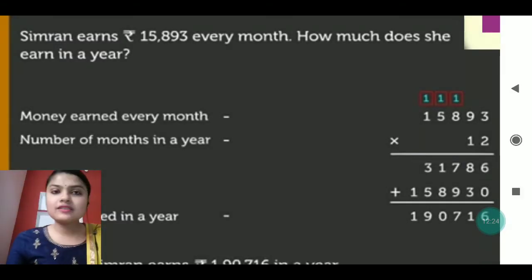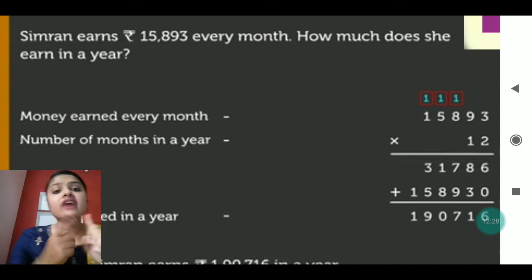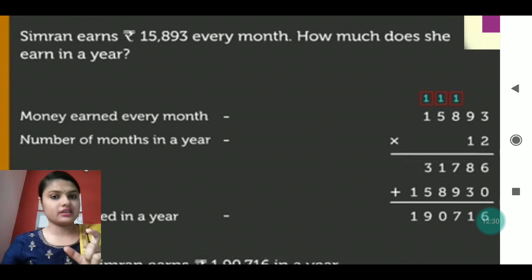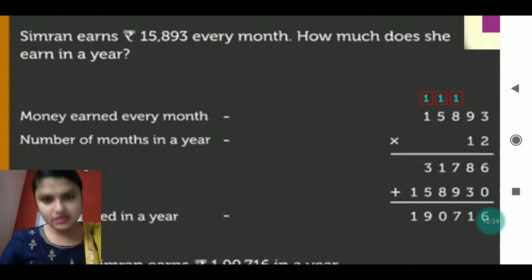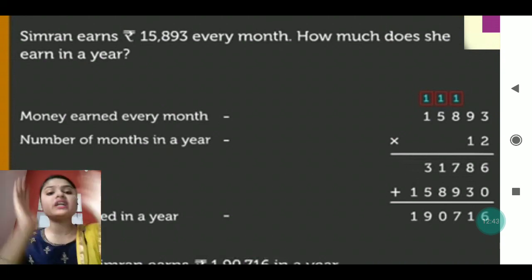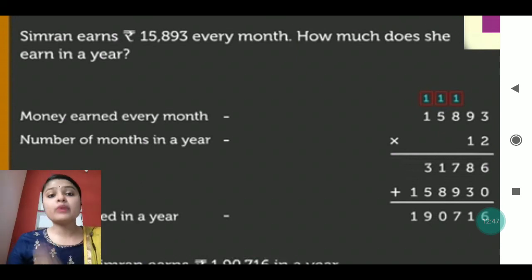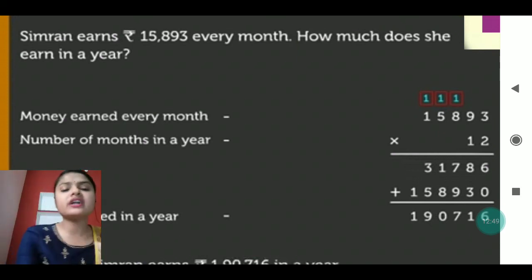See, in this question also it is written, Simran earns rupees this much every month. Each month, every month, in a month, same. How much does she earn in a year? Means the total for the year. Here only 1 month's earning is given, but you have to calculate the total earning of all the months.